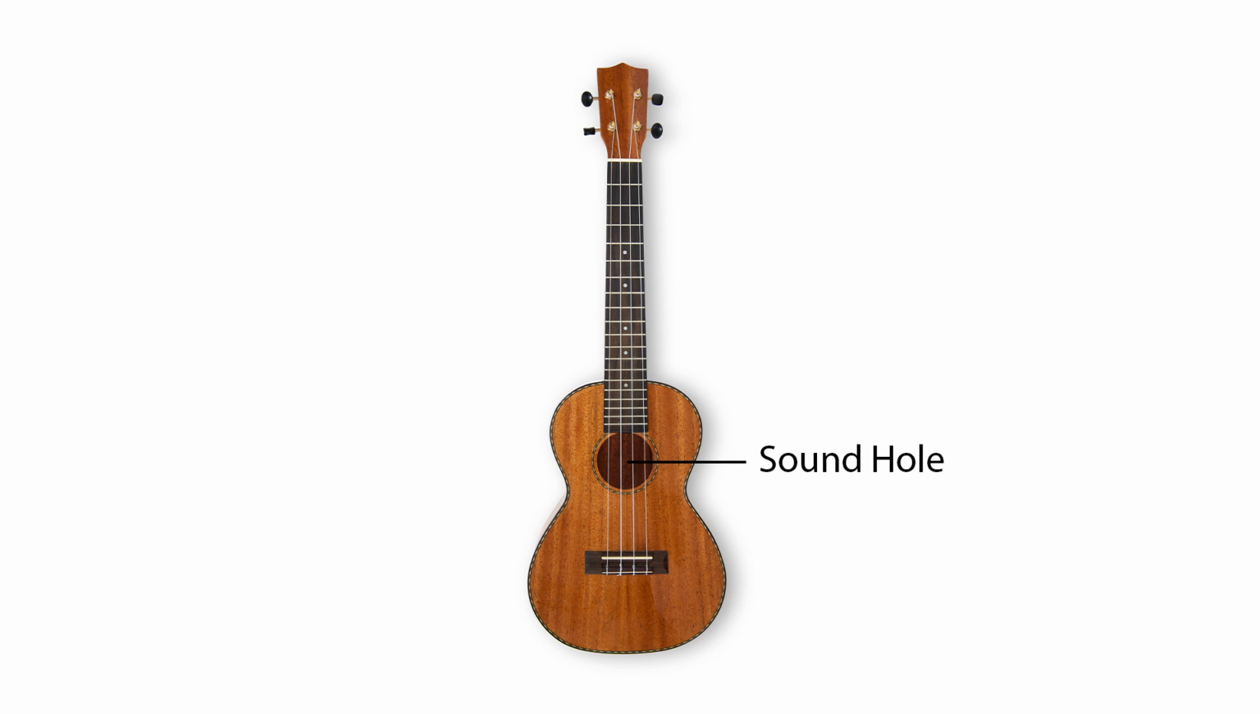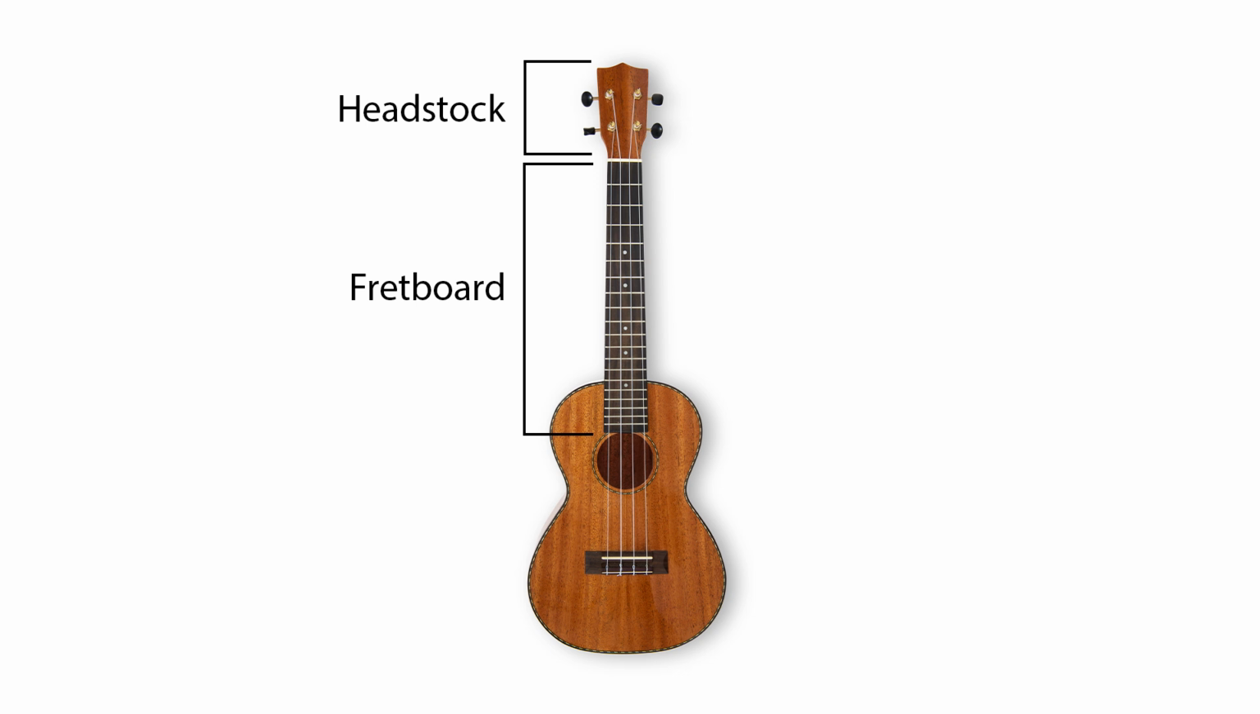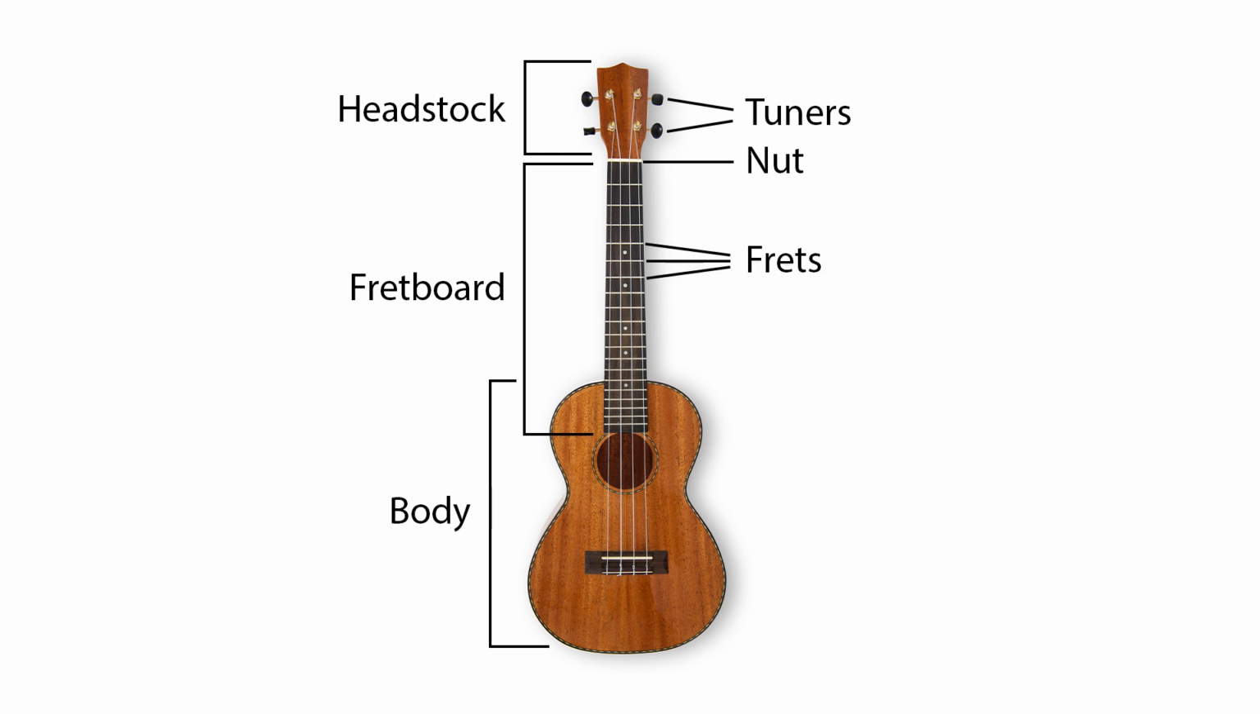Attached to the top of the ukulele, we have the bridge, and that's where you tie your strings, and it also determines the other end point of the string from the nut. So the distance between the nut and the bridge determines the overall length of the string. Let's review. We have the headstock, the fretboard, the body, the tuners, the nut, frets, sound hole, and the bridge.